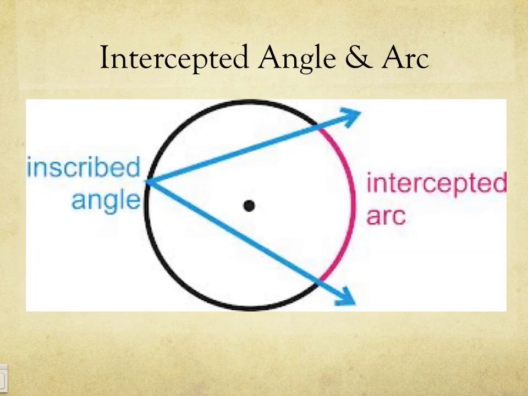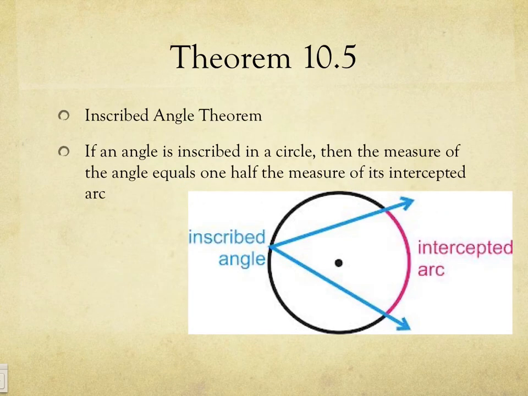So just to recap, our intercepted angle would be the angle between the two chords, and our intercepted arc is the arc of the segment on the circle in between our two chords. Which leads us to a great theorem, the inscribed angle theorem: if an angle is inscribed in a circle, then the measure of the angle is equal to 1/2 the measure of its intercepted arc.